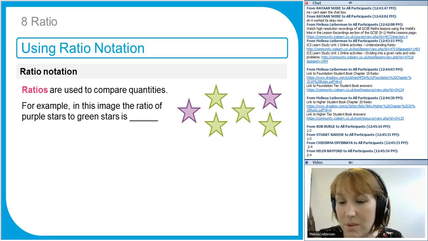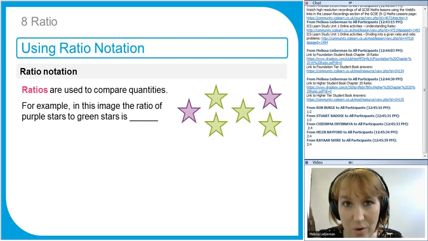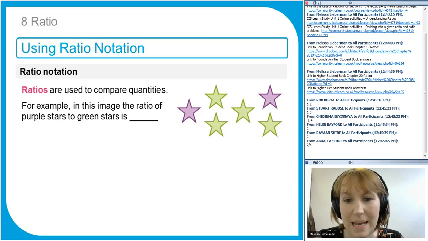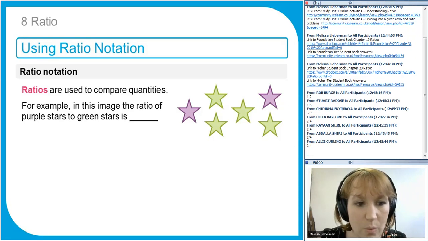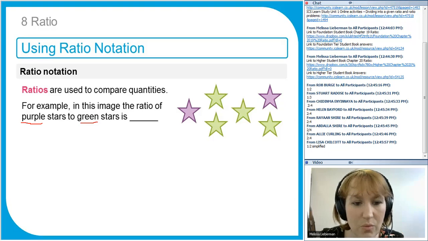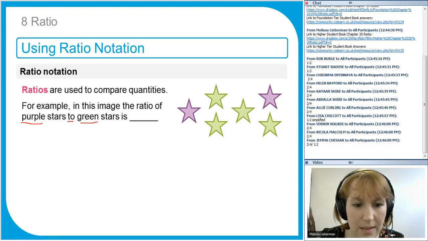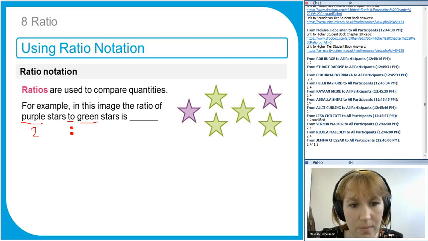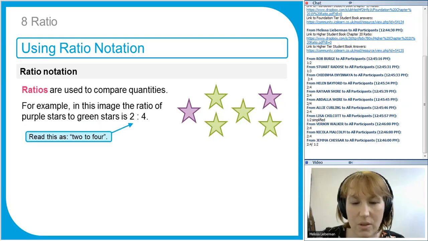I mean, there's actually 2 different ways of writing this ratio down, so I'm glad that there's 2 different ways here. The simplest way, first of all, is to say, the first thing to notice is we're asking for purple stars to green stars, so we need to get it the right way round first of all. So what we're asking for is the number of purple stars, which is 2, and the way we represent a ratio is we do 2 little dots like this, 1 dot above another one. So the number of purple stars is 2. The number of green stars is 4. So we just write it like that, 2 to 4. There we go. The 2 little dots are read as 2 to 4.